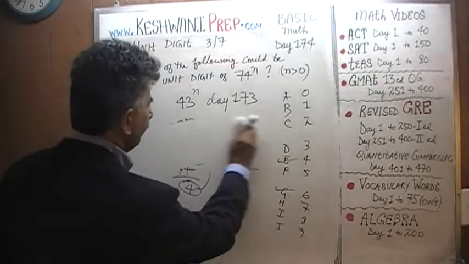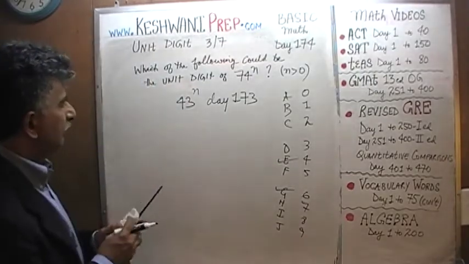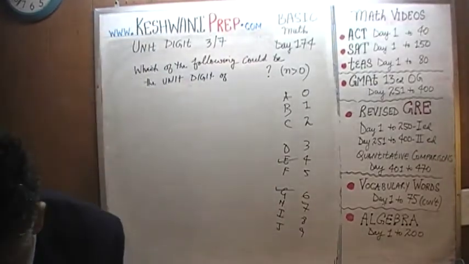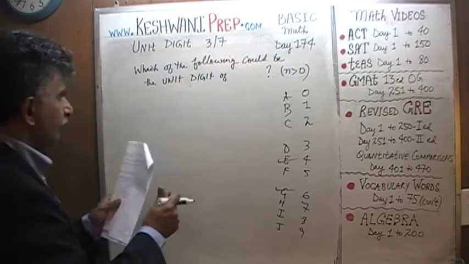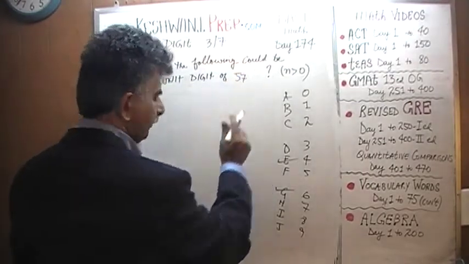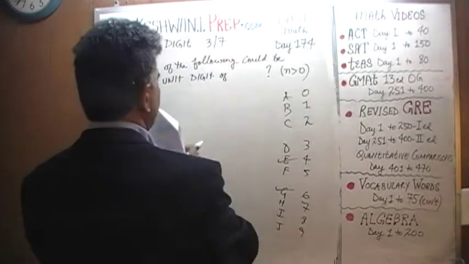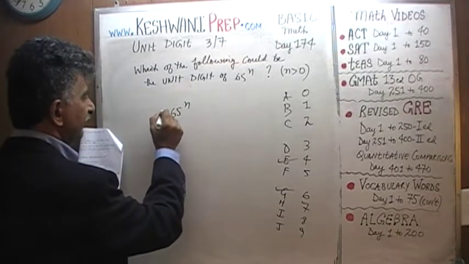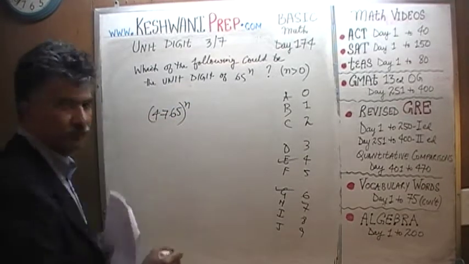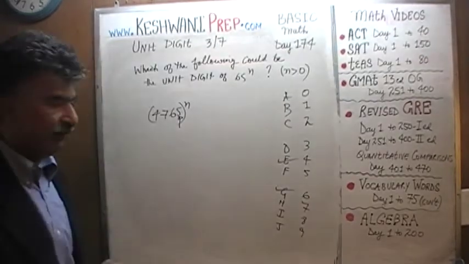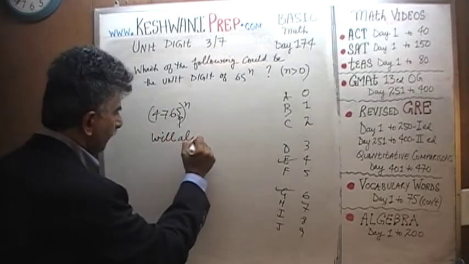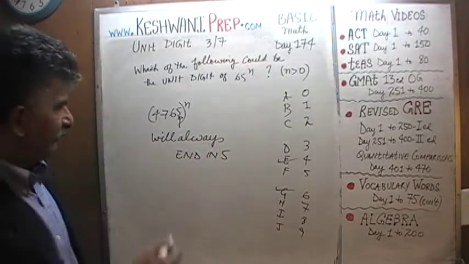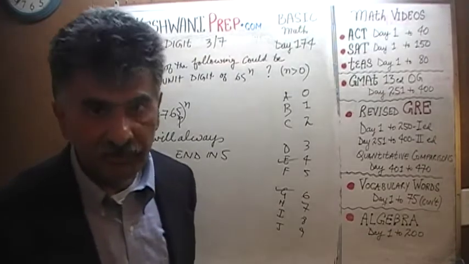Let's do the next one. So we did 2, we did 3, we did yesterday, there is the 4. Let's do the next one. 65 raised to n, or for that matter 4,765 raised to n. Anything that has a unit digit of 5 will always end in 5. So this is not something you're going to see in the exam because it's very simple. It will always end in 5. Let's do 6.